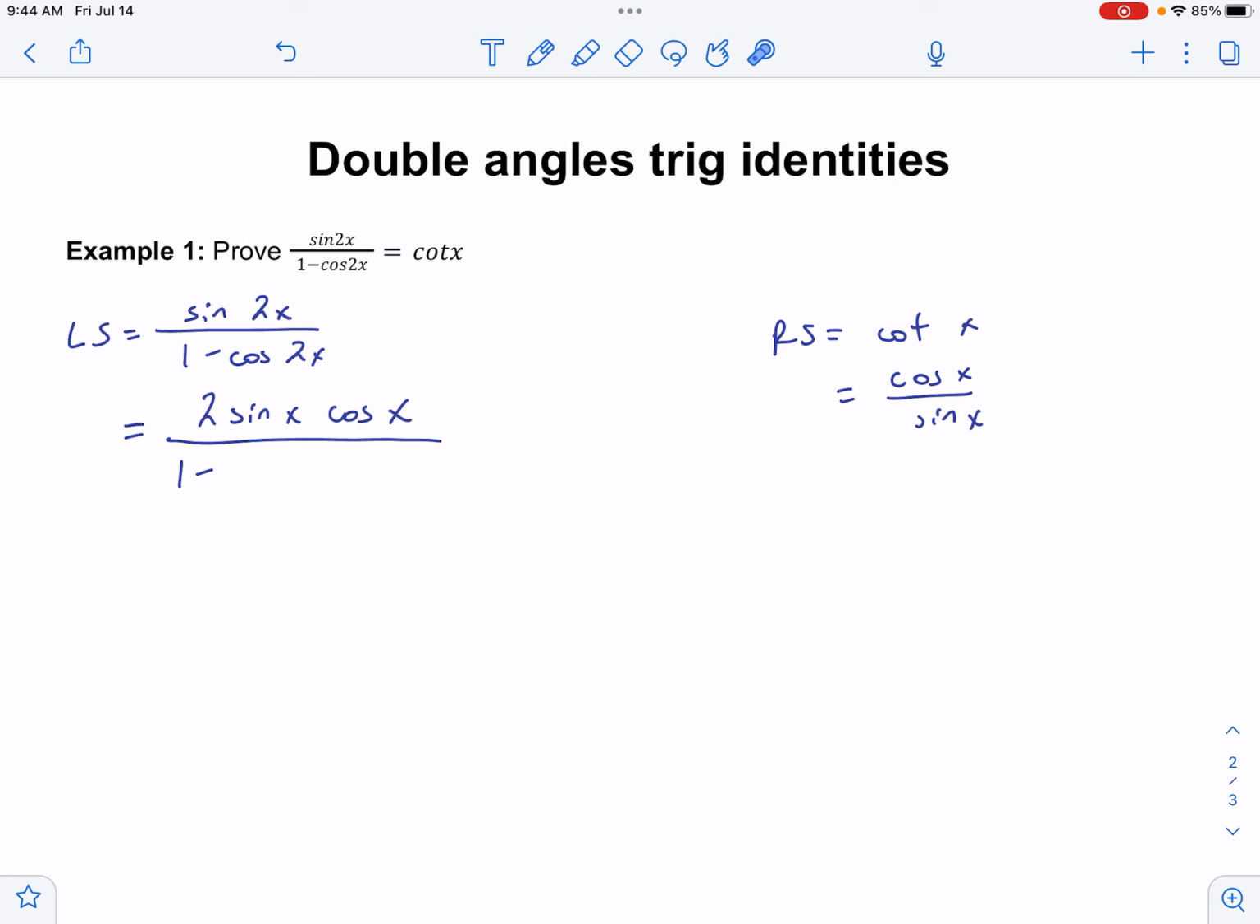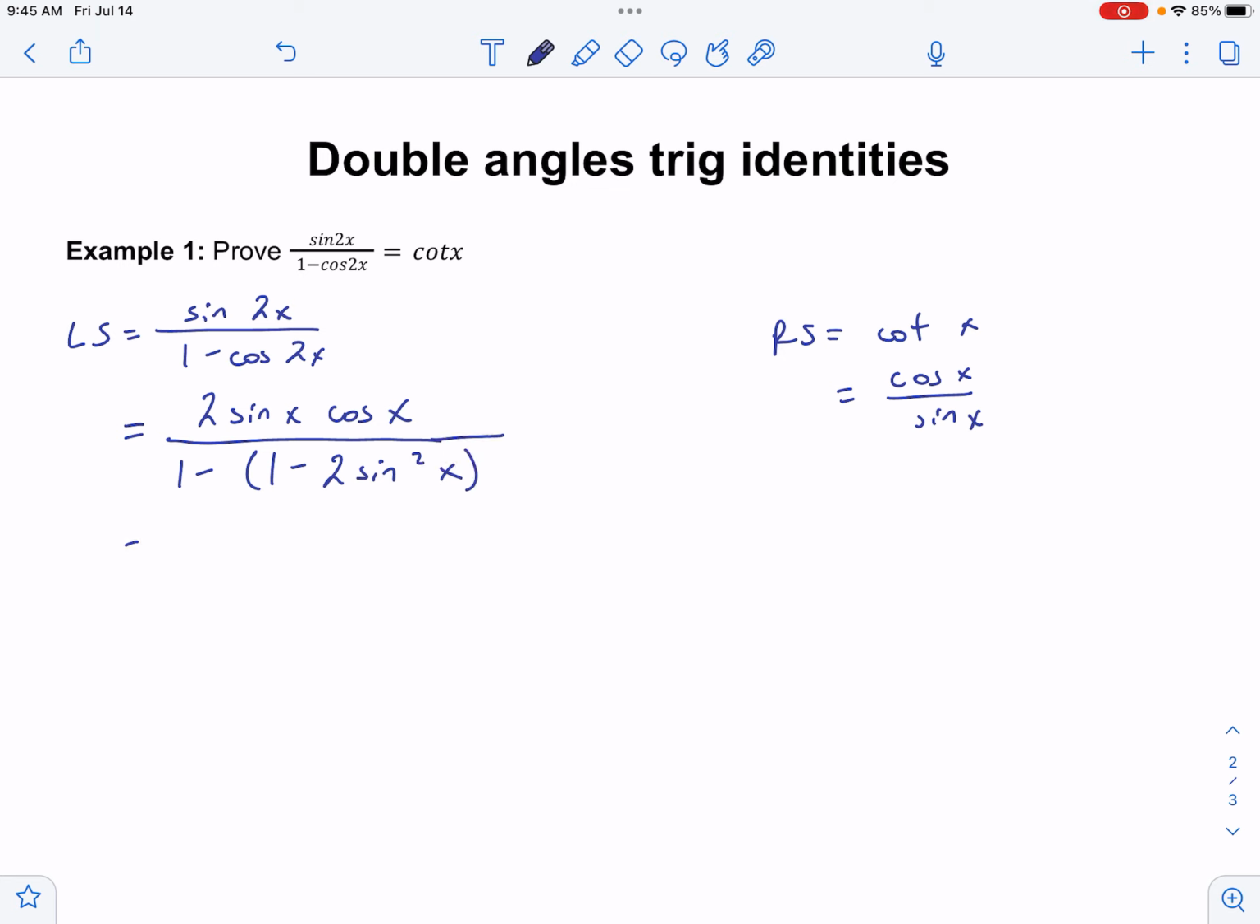So what I'm going to actually do is pick the version of the cosine double angle formula that's got a sine squared, so that I have more sines on the bottom than I do on the top, because I know that that's my end goal. Okay? So in that case, the double angle formula that I'm going to pick for cosine will be 1 minus 2 sine squared of x.